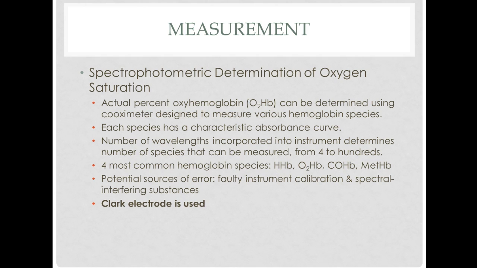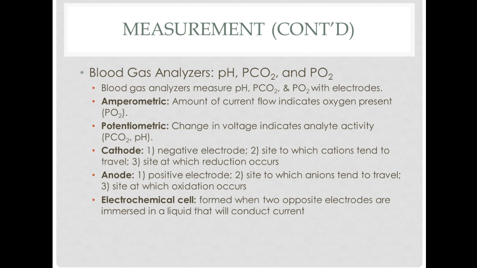Some of the potential sources of error are faulty instrument calibration and spectral interfering substances, things like hemolysis or lipemia, which can cause problems. The blood gas analyzers actually measure pH, CO2, and PO2 with electrodes. They use amperometric, potentiometric, cathodes, anodes, and electrochemical cells for these types of measurements.